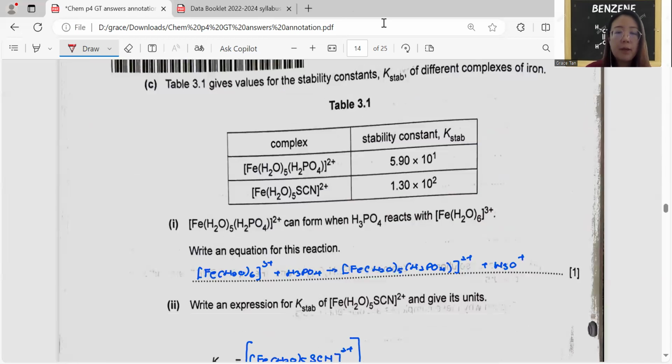Now, let's look at part C. Table 3.1 gives the value for stability constant of different complex. So I hope you know what is the definition of K-step. Okay, go and revise your K-step definition.